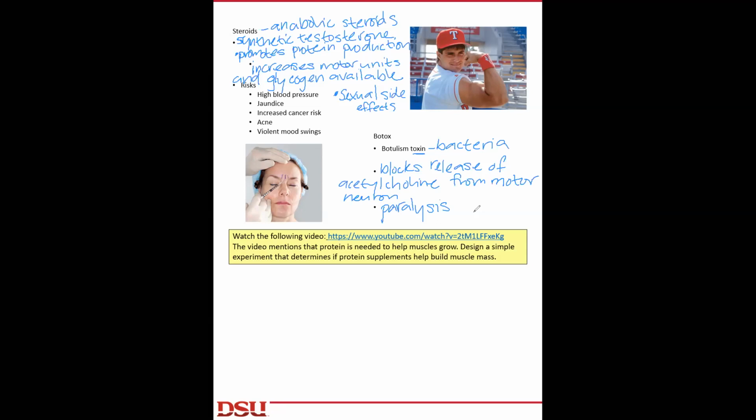So Botox also has applications in migraine treatment. Certain types of migraines can be treated through Botox. So it does have a variety of other uses, both cosmetic and medicinal, that can be a benefit. But this is where it actually comes from.